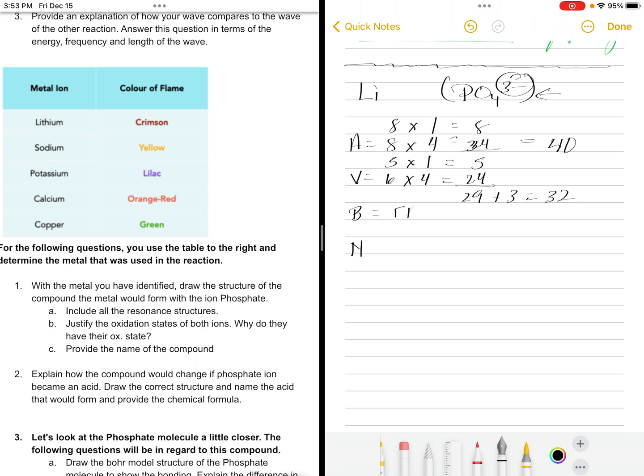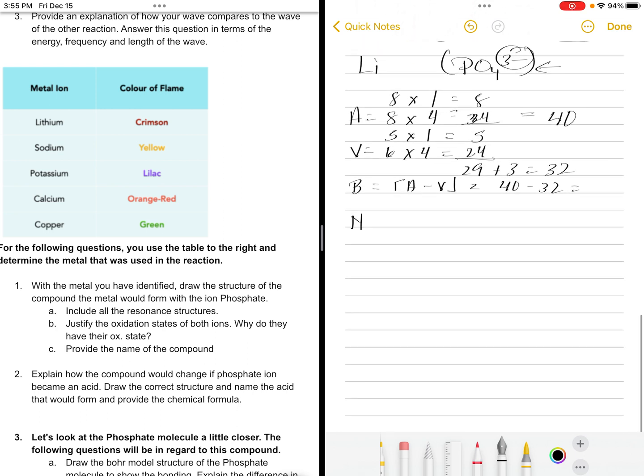So to take the bonding electrons, I take the value of A, subtract from it the value of V. So 40 minus 32 gives me a total of 8 bonding electrons. Okay, and let's just go ahead and take care of this value now. That's going to be V minus B, right, valence electrons minus bonding electrons. So I have 32 valence electrons, and 8 of them are bonding, so I should have 24 non-bonding electrons.